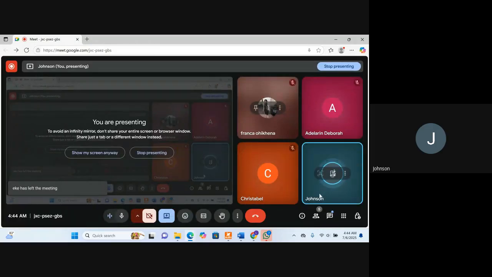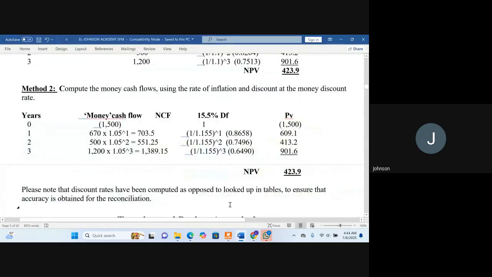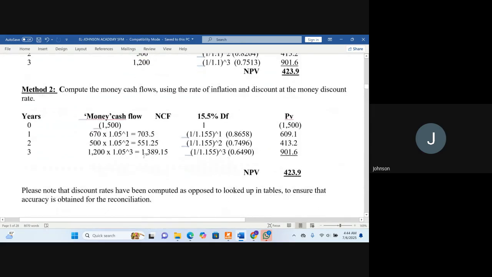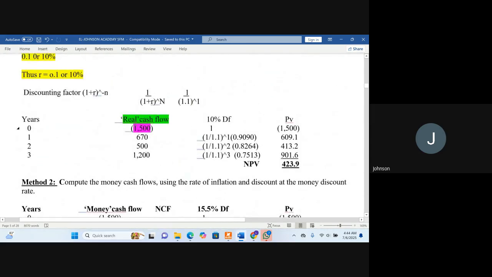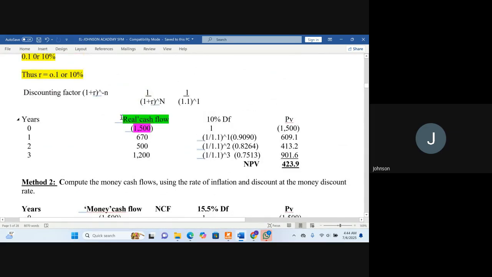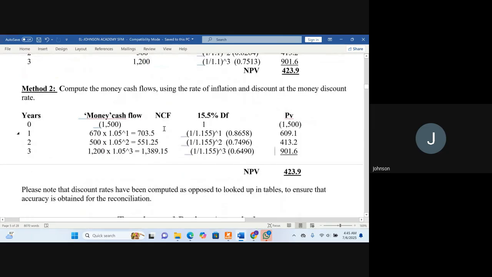Okay. So now let's continue. We are done with this one. So you discover that whether it is inflated cash flows we use or non-inflated cash flows, your answer will be correct. Why? Because this one was not inflated, so we make sure that our discount factor also was not inflated.